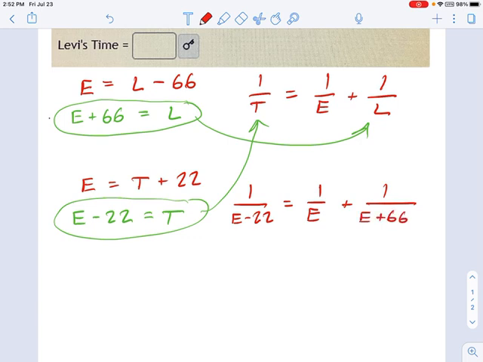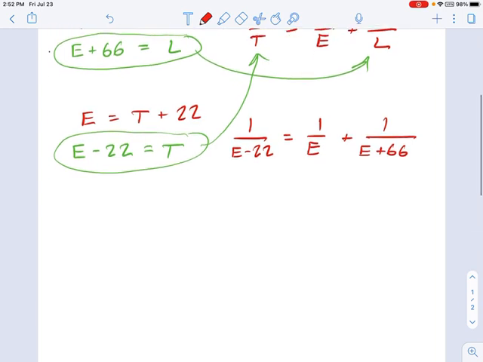And now you can see, take a look at this. This is an equation with one variable in it, and we can solve that. We know how to do that. All you have to do is multiply everything you see by denominators until you have common denominators. So I'm going to do that now.